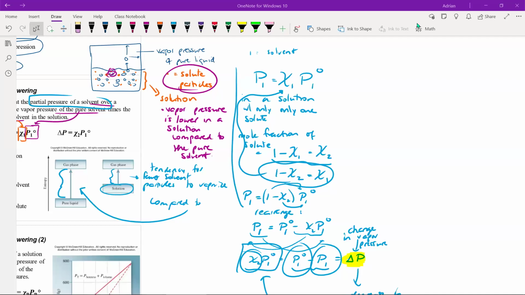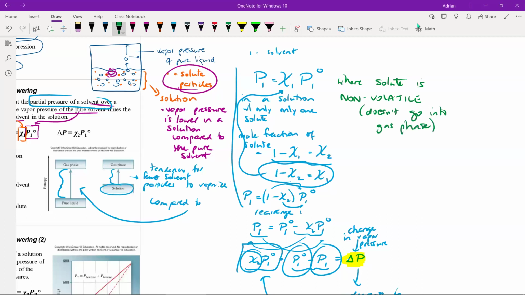So all of this that we just talked about was an example where the solute is non-volatile, meaning it doesn't vaporize. It doesn't go into the gas phase.